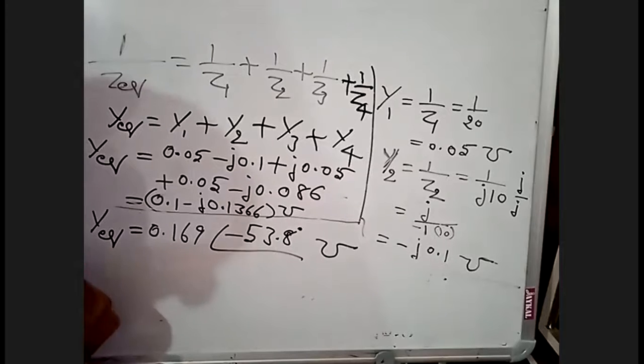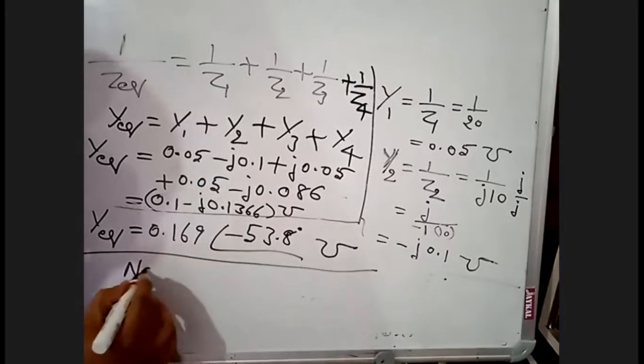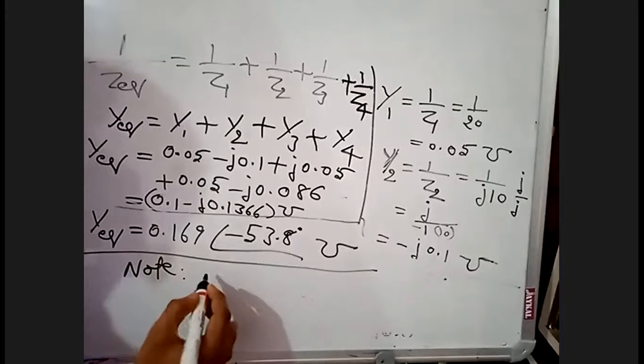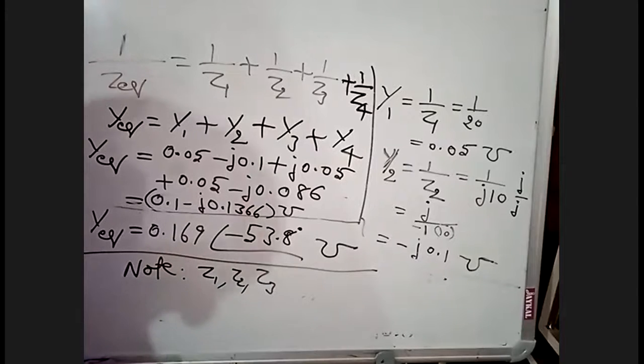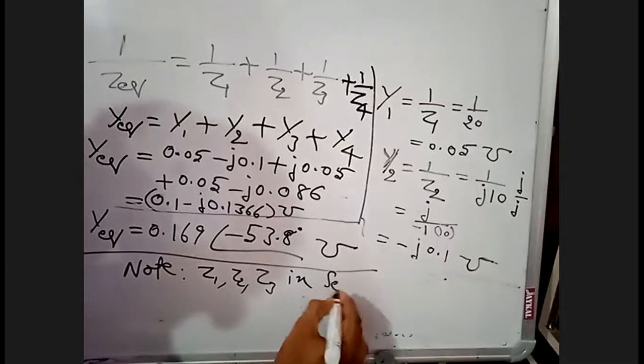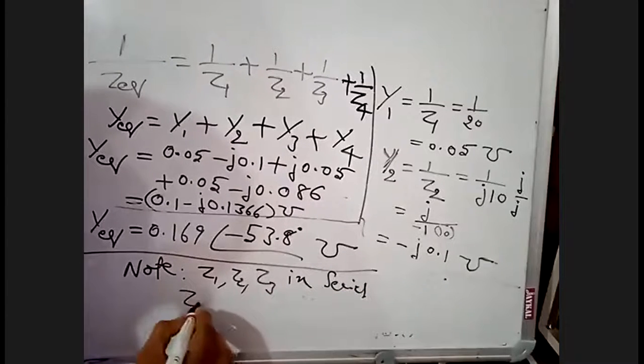Now write a note point. Note: if Z1, Z2, Z3 are in series, what is the equivalent impedance?